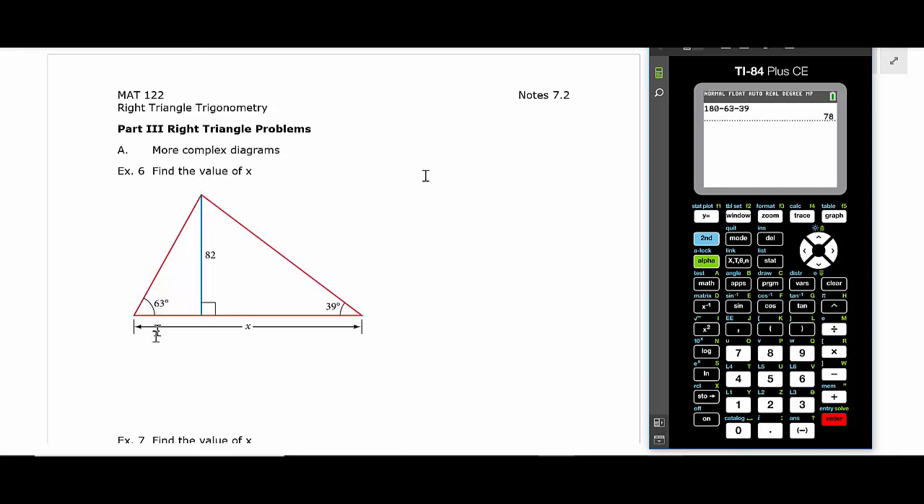But what you do have is two right triangles. So this is a 90-degree angle there, and so is that. And the reason for that is because a straight line makes a 90-degree angle.